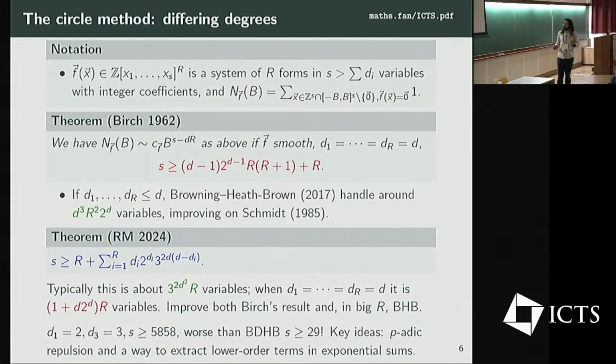Okay. So what does this look like for a concrete case with differing degrees? If we take the case of one quadratic and one cubic form, it's about 6,000 variables. So as soon as the degrees start differing, this is a pretty big number. In particular, okay, the 6,000 is bigger than 29. In my original phrasing of this sentence, it looked like I was attributing to Browning, Dietmann, and Heath-Brown the theorem that 6,000 is bigger than 29.